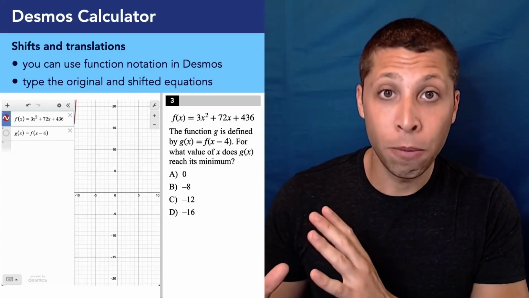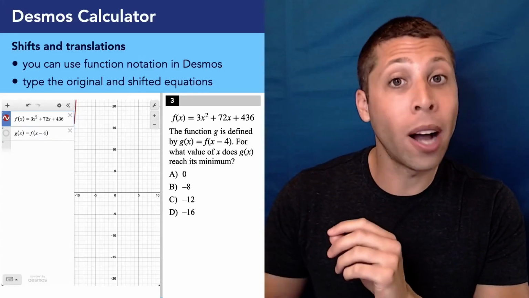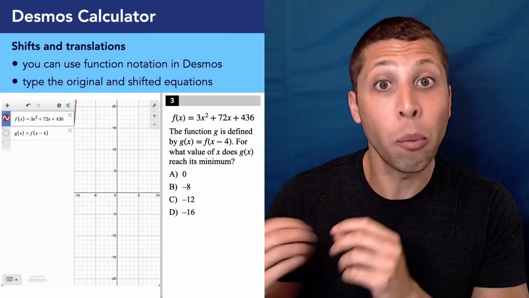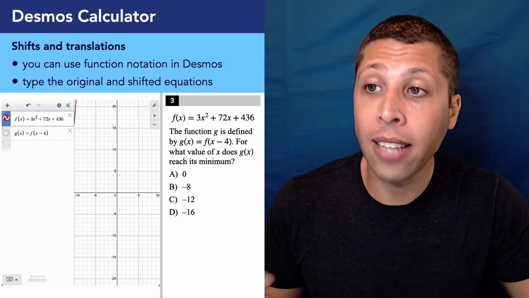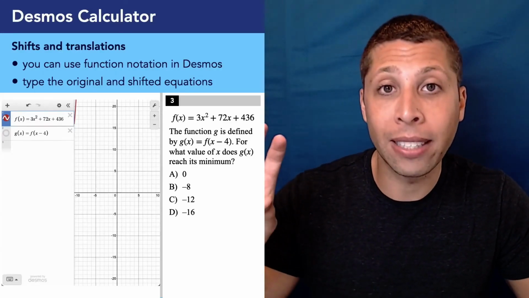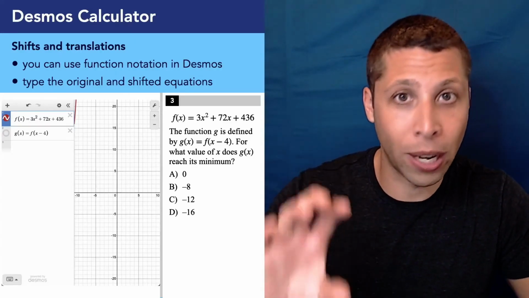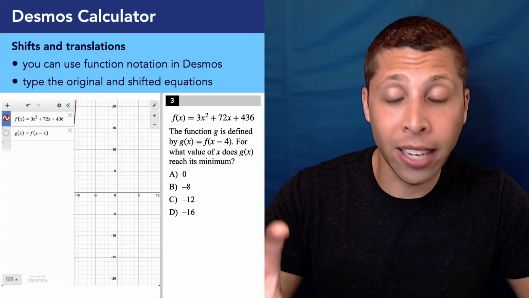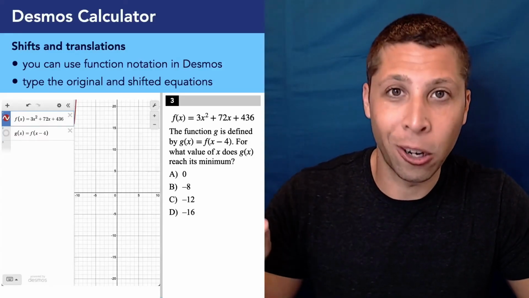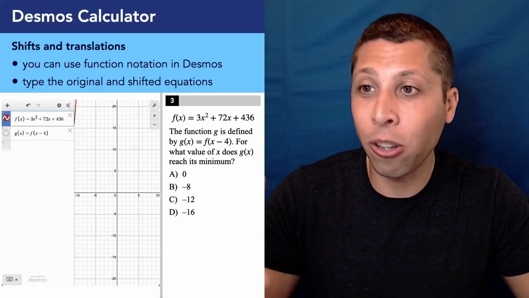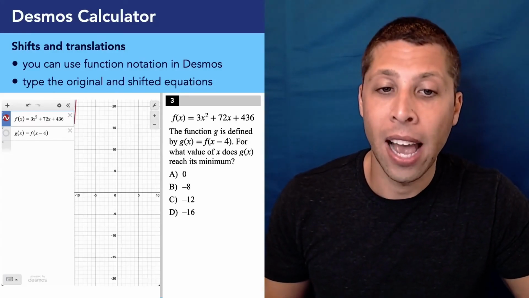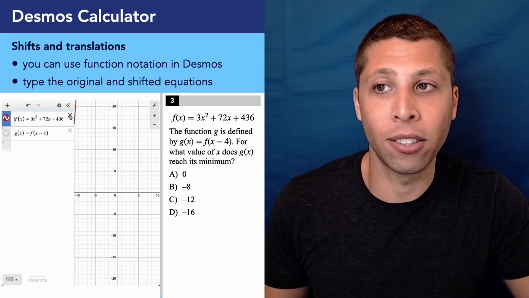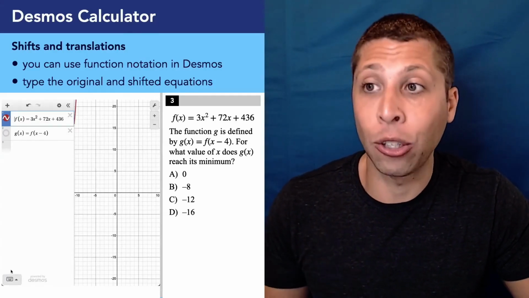So what we can do is not only use y equals to set up an equation, but we can use function notation itself. So we have f of x here, setting us up so that we can type the original f of x equation. And then on the second line, I typed the g of x equation using f of x. It's literally just the two things that they gave us in the question. I just typed them as is. And let's see, it's going to show us what happens as we change this.